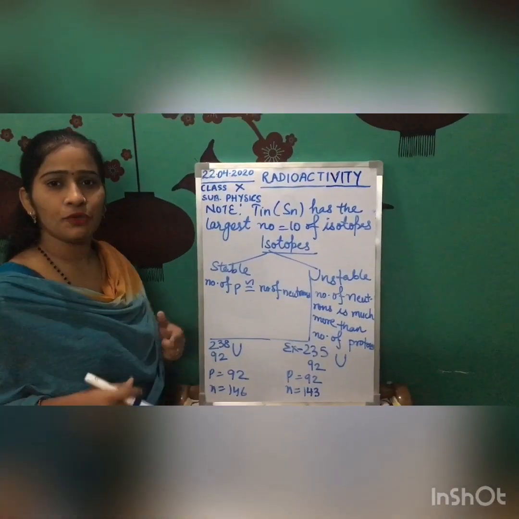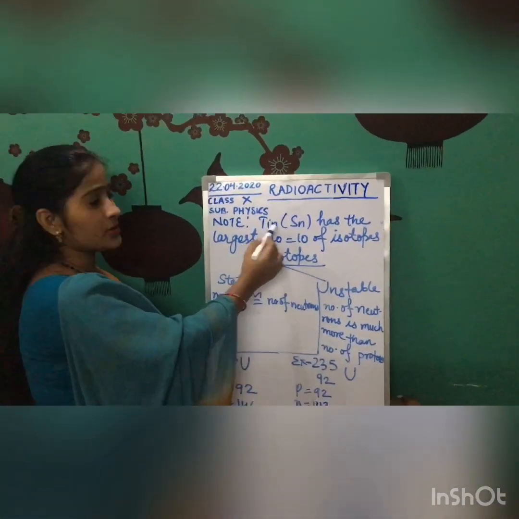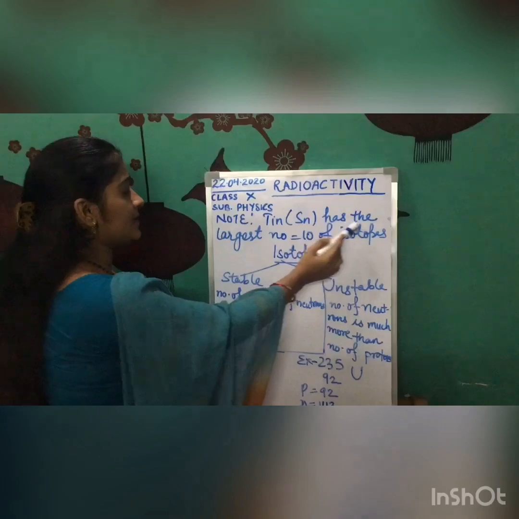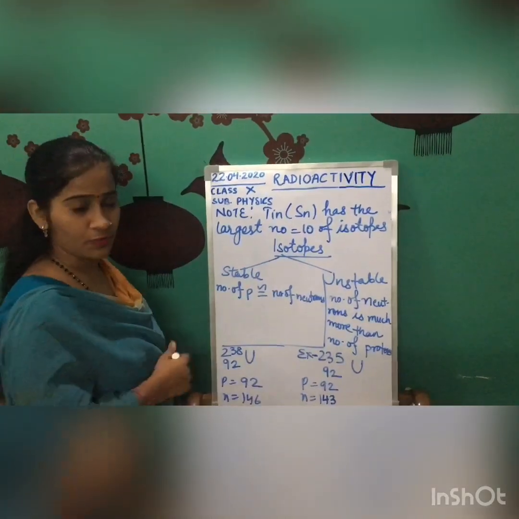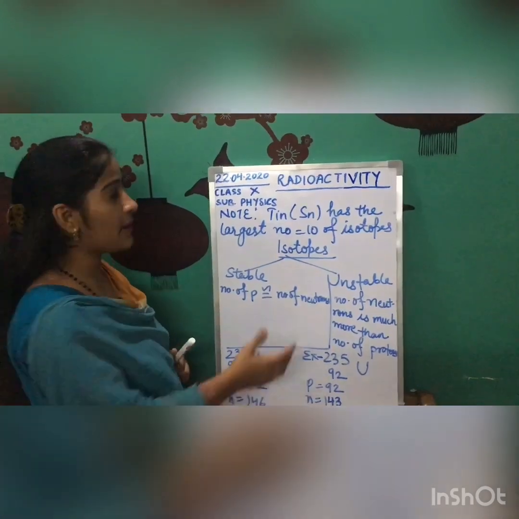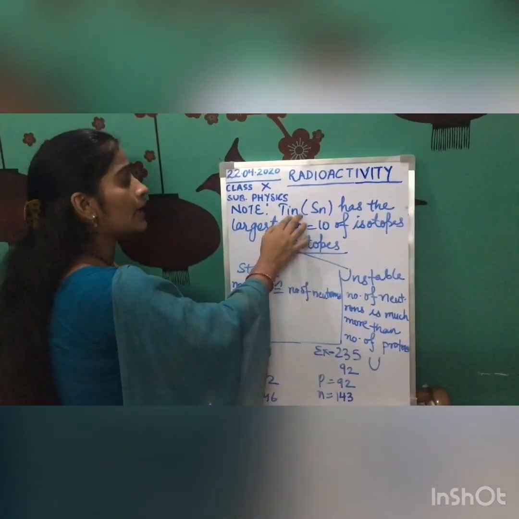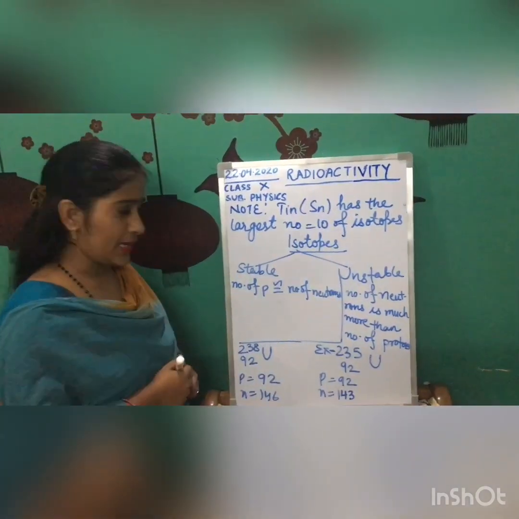Now students, a few points to be noted down. The first point is that tin, whose symbol is Sn, has the largest number of isotopes. How many isotopes does it have? 10 isotopes. It may be asked in the exam which element has the maximum number of isotopes and how many isotopes. So tin has the maximum number of isotopes.